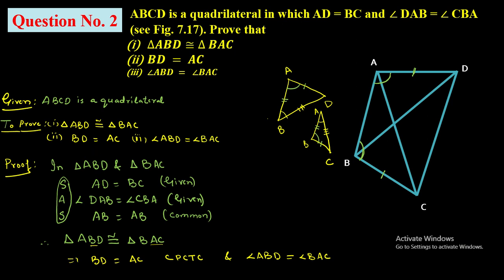Then, from these two triangles, we got that BD and AC are corresponding parts of these two triangles. So, we can say that BD is equal to AC. Similarly, this angle ABD and angle BAC, these are corresponding parts of these two triangles. So, these two angles are also equal. So, this was the proof of question number 2.